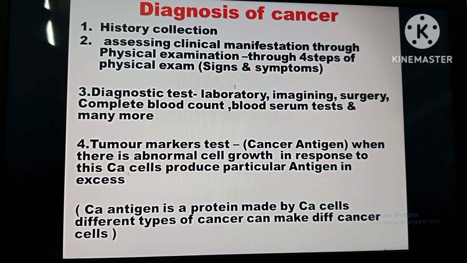Sometimes surgery is also required. Maybe when the doctor palpates, he could find some growth inside. To know whether it is a cancerous or non-cancerous growth, the doctor has to open the abdomen and take a specimen. That is called a diagnostic surgery. Through the diagnostic surgery, the doctor will diagnose whether it is a cancer, and if it is a cancer, whether it is benign or malignant.